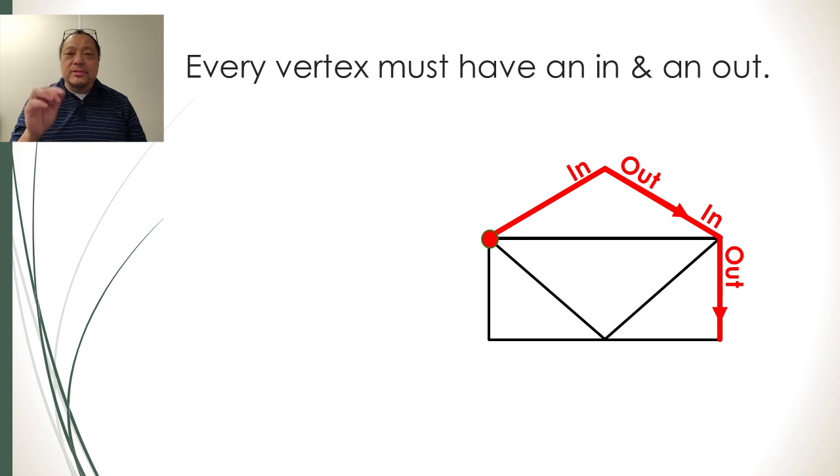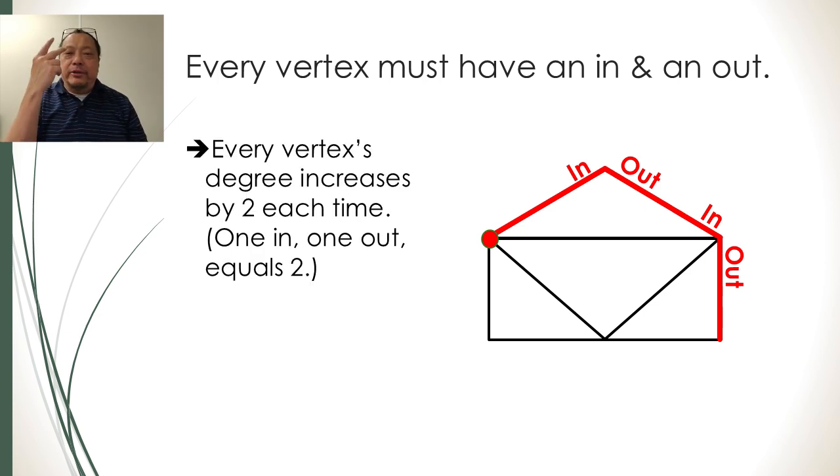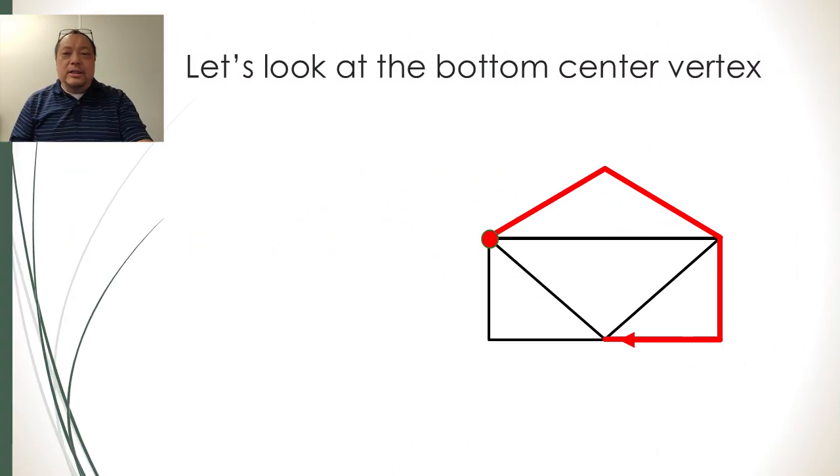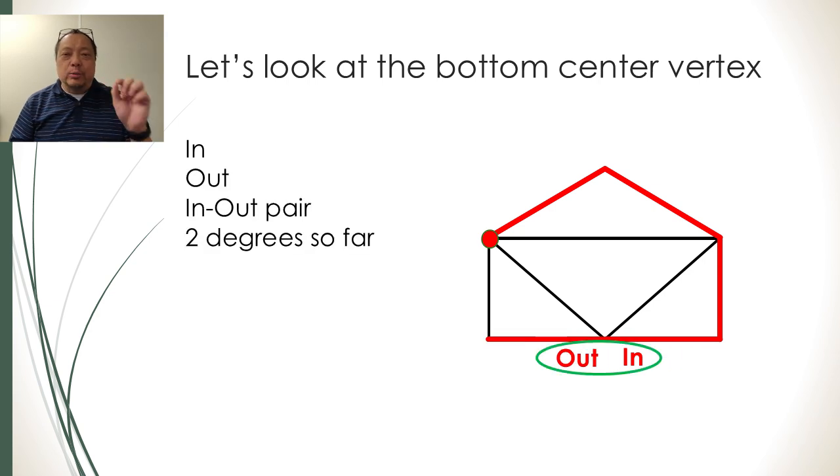Every vertex must have an in and an out, and therefore the degree of a vertex must increase by 2 each time. 1 in, 1 out equals 2. If later on we go in again, we also have to go out again, so another 2. In other words, every vertex will accumulate degrees of 2, 4, 6, 8, all even numbers. Let's take a look at the bottom center vertex. First, we go in, we go out, that's an in-out pair. And the degree is 2 so far.